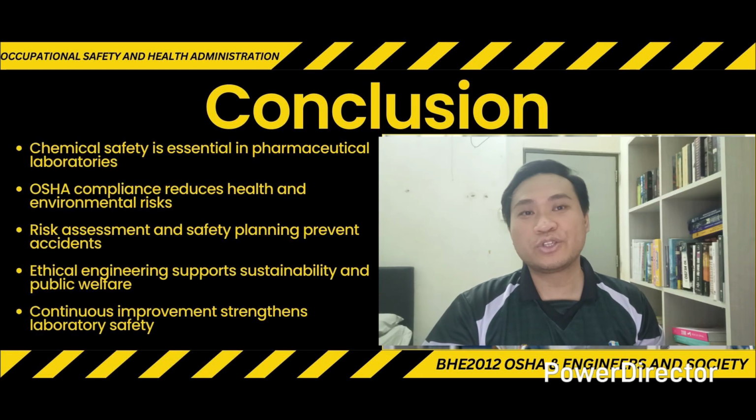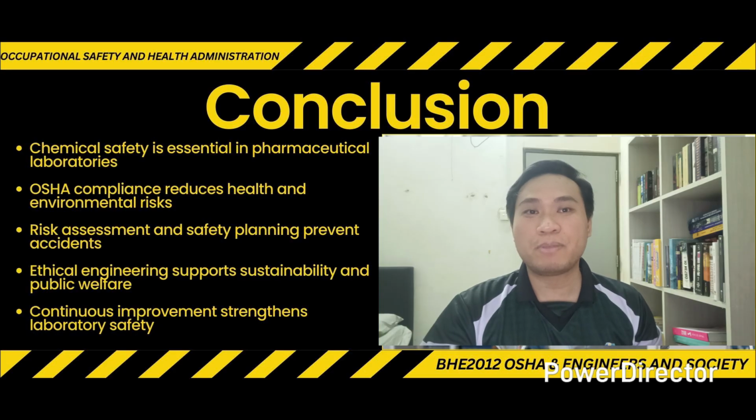In conclusion, pharmaceutical laboratories require strict regulation to prevent hazards from happening. We must follow OSHA standards and the four-phase safety improvement plan: mitigation, preparedness, response, and recovery. Lastly, engineers have codes of ethics to prioritize public welfare and the environment.